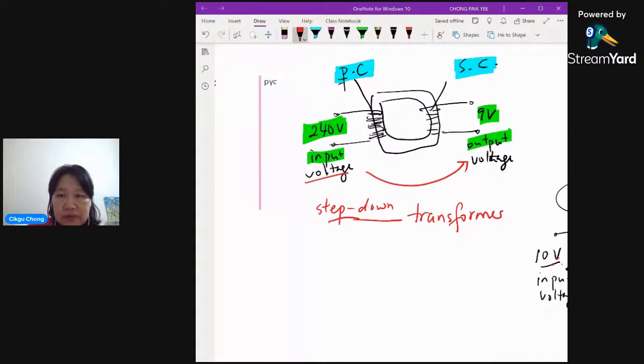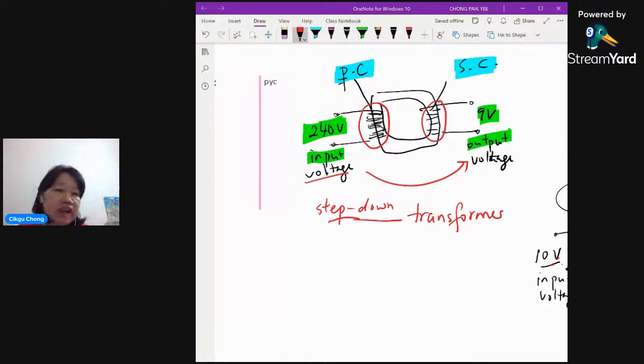This is step down. Okay, and I want you to observe something else. You look at the coil. If this is a step down transformer, when you have a step down transformer, that means there'll be more coils on the input, on the primary coil, and there'll be less coil at the secondary coil. A step down transformer will always have the primary coil more turns, how many times you wind around the core. So the primary coil will have more coils.